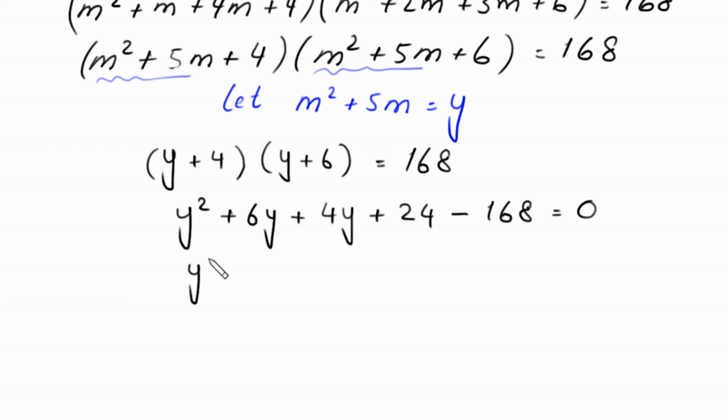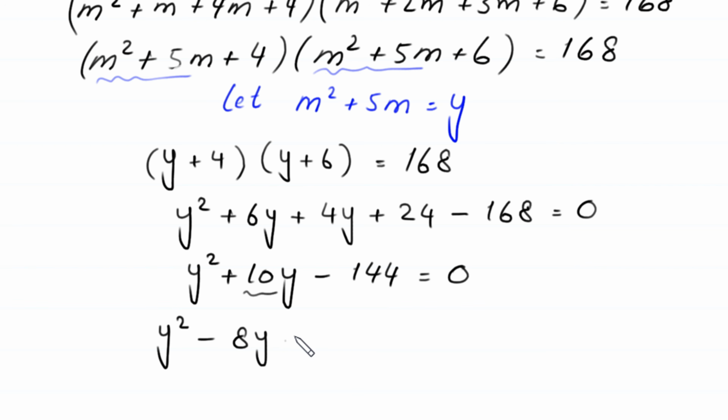Next, y squared, this 6y plus 4y will become plus 10y, and this 24 minus 168 will become negative 144 is equal to 0. Now this quadratic equation is factorable. We write this y squared, and we split this plus 10y as negative 8y plus 18y minus 144 is equal to 0.